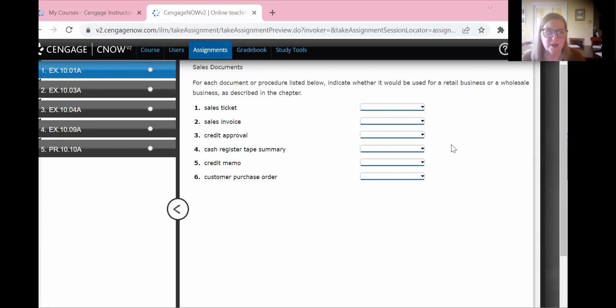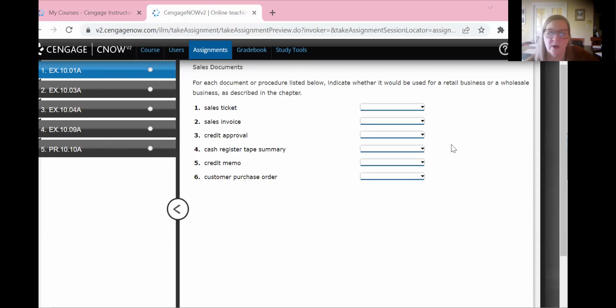Okay, here we are with some exercises for chapter 10, and this is about the sales chapter again. We're going to start with exercise 10.1. I'm doing the A version, the same ones that are in your textbook. I think you have the B version this time. Sometimes I have to switch it up in order to get one that has the right format.